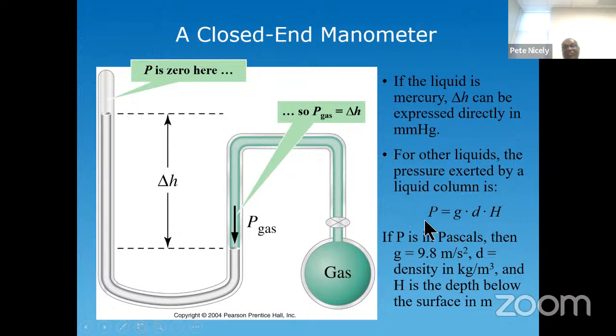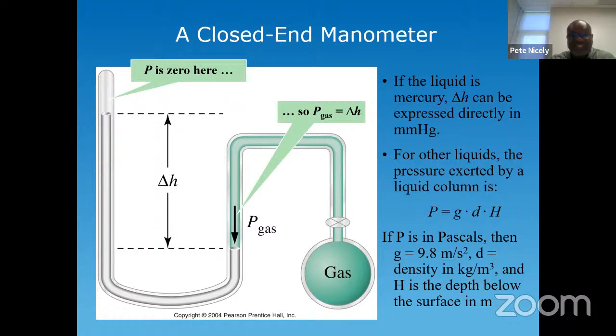According to this equation, the pressure is equal to g, which is a constant known as the acceleration due to gravity, times d, which is the density of the liquid expressed in kilograms per meter cubed, times h, which would be the height difference between the two mercury levels on either side, expressed in meters. So if you plug the numbers into this equation, you're going to get the pressure expressed in pascals. So that's basically how a closed manometer works.